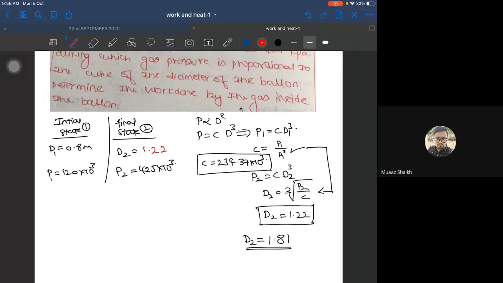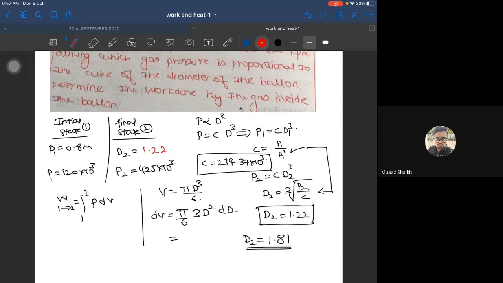Okay, go ahead with the calculation of work. Work done from 1 to 2 is given by integration from 1 to 2 of P dV. So you need dV there. Go with the volume of a sphere, which is pi D cubed by 6. Differentiate on both sides. So dV is equal to pi by 6 into 3D squared dD. You can cancel the threes and sixes here, so it is pi by 2 D squared dD, which is the value of dV.